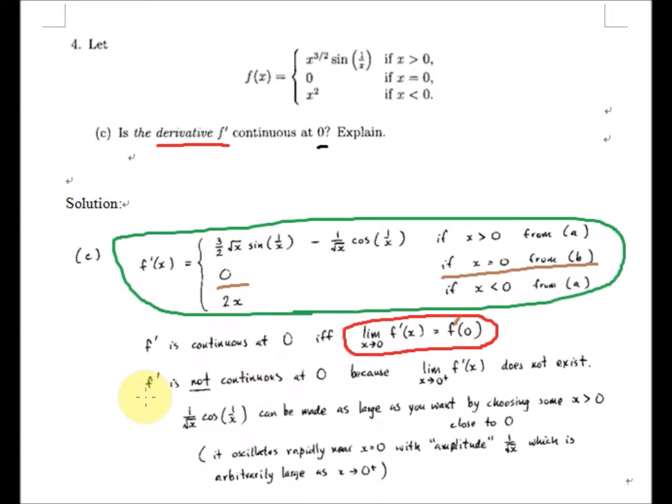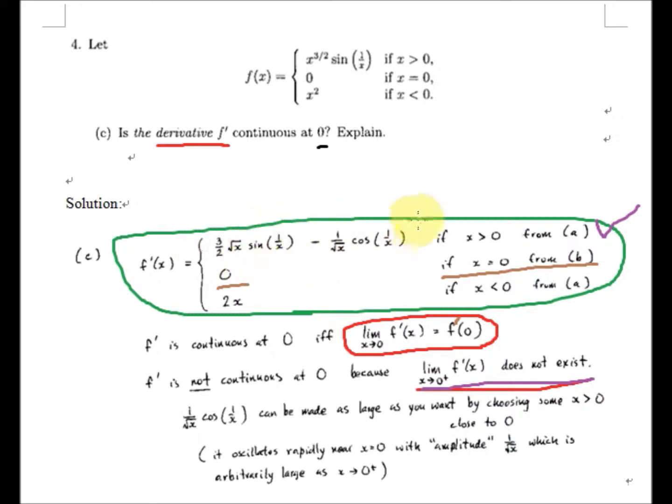And the solution claimed that f prime is not continuous at 0 because the limit as x approaches 0 from the right hand side does not exist. Well, let's see what happened. If you want to approach the limit from the right hand side, you're going to be looking at this piece. That's what they're talking about. So let's see how it does not exist.